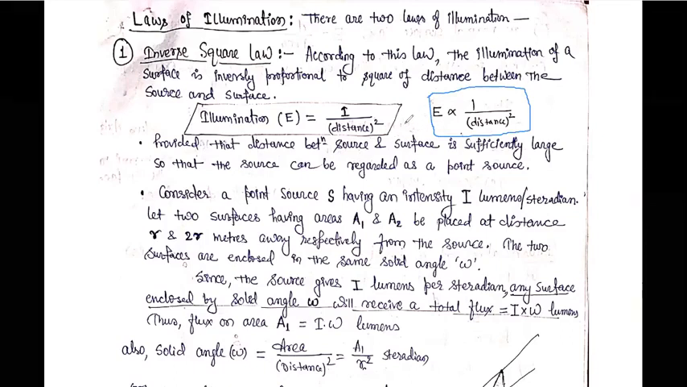If the distance between the source and the surface is sufficiently large, so that the source can be regarded as a point source, अगर सरफेस पर बैठ करके देखें सोर्स कहाँ है, तो वो एक पॉइंट सोर्स की तरह दिख रहा है, तो उस केस में हम कह सकते हैं कि जो इल्यूमिनेशन है E, that is equal to I divided by distance square. In that case illumination is I divided by the distance square.